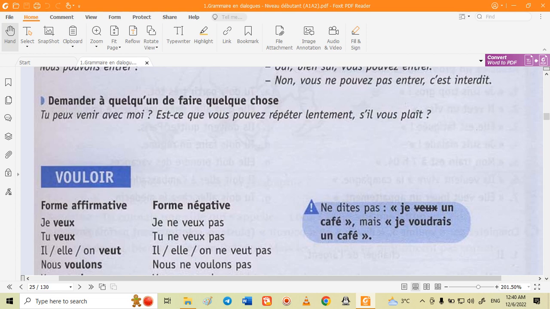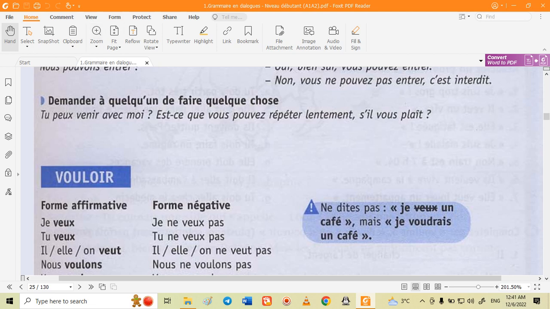Demander à quelqu'un de faire quelque chose. This is a really important phrase. It means ask somebody to do something. For asking somebody to do something, you say, for example, tu peux venir avec moi? Tu peux, the first verb conjugated, the second verb infinitive. I told you 1,000 times. Tu peux venir avec moi? Can you come with me? Est-ce que vous pouvez répéter lentement, s'il vous plaît? S'il vous plaît is please in the formal form.